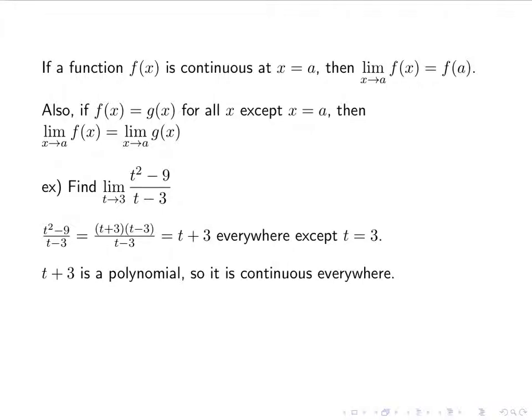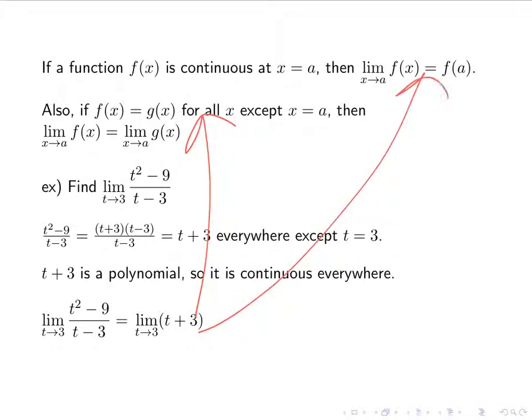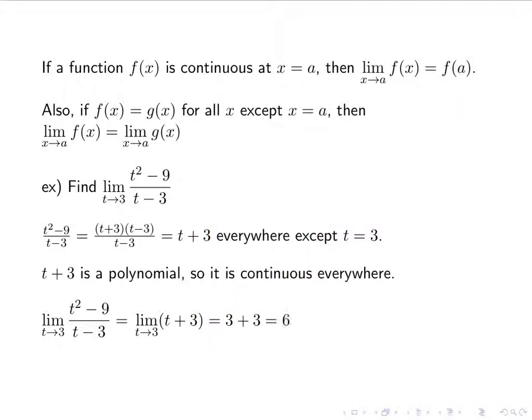T plus 3 is a polynomial, so it's continuous everywhere. So the limit as t goes to 3 of t squared minus 9 over t minus 3 equals the limit as t goes to 3 of t plus 3, based off of this example. And because t plus 3 is continuous, I know that I can just plug in 3. So this is equal to 3 plus 3, which is 6. So we have solved our first exact limit question.